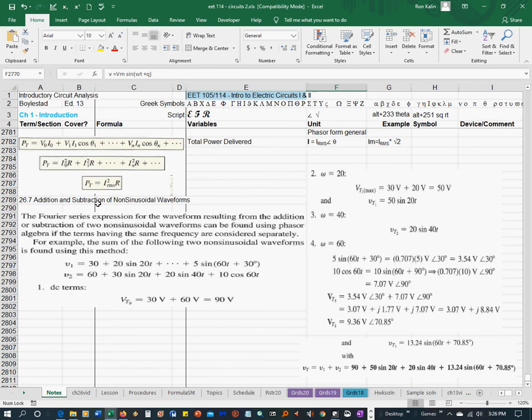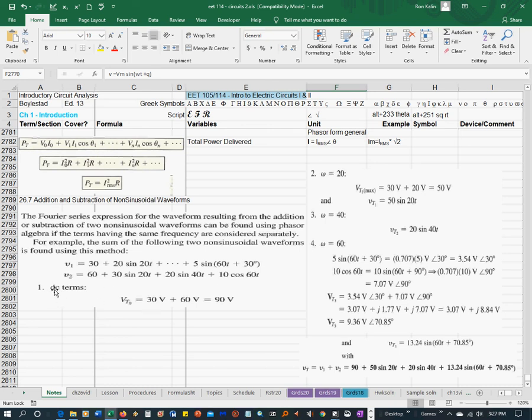For addition and subtraction of non-sinusoidal waveforms, the Fourier series expression for the waveform resulting from the addition or subtraction of two non-sinusoidal waveforms can be found using phasor algebra if the terms that have the same frequency are considered separately. So you can only consider two terms that have the same frequency. For example, the sum of the following two non-sinusoidal waveforms is found using this method. We have V1 and V2. This is the equation for V1, and this is the equation for V2.